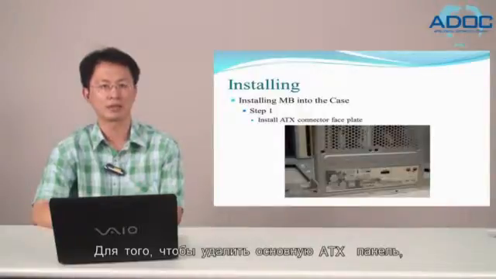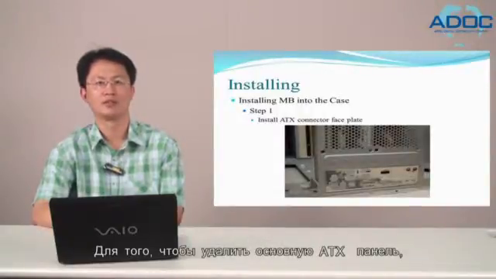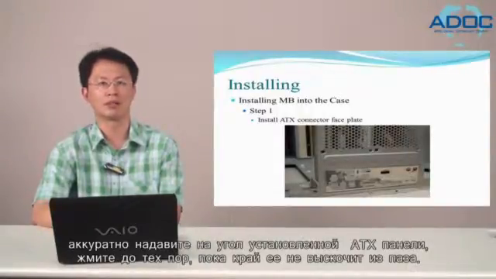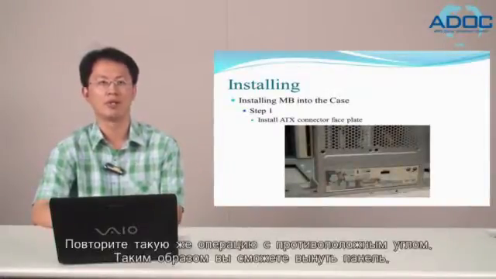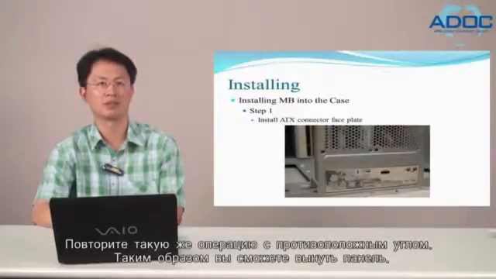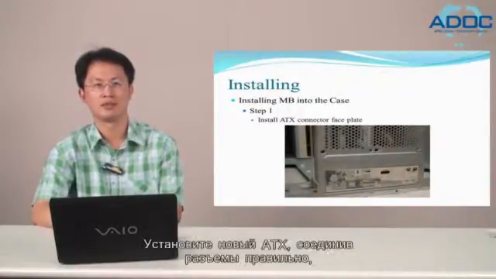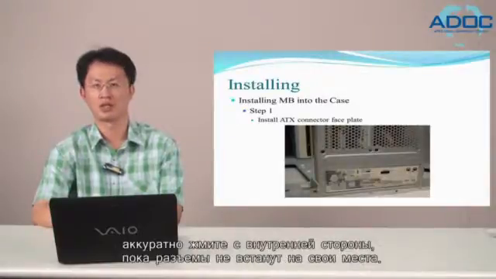To remove the basic ATX plate, gently press on one of the corners of the installed ATX plate until it pops out. Repeat this on the opposite corners to fully remove the plate. Install the new ATX plate by aligning the connectors properly and gently pressing from the sides until it snaps into place.